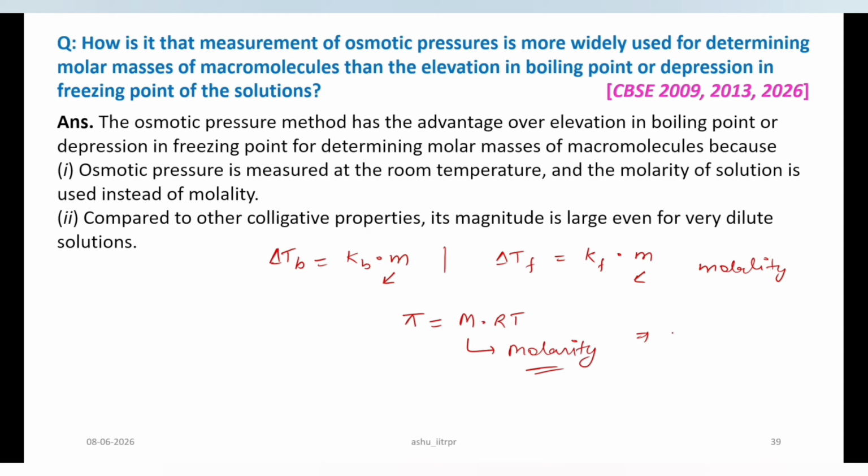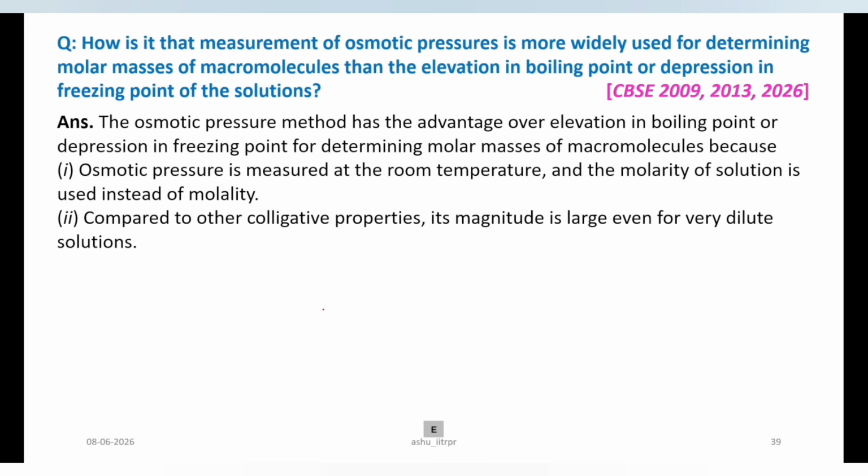Second advantage is it can be measured at room temperature. So the osmotic pressure method is important because it can be applied at room temperature, whereas for elevation in boiling point we need some high temperature. For depression in freezing point we need minus or 0 degrees Celsius, but this setup can be done even at room temperature. So that is the first advantage. It is written that osmotic pressure is measured at room temperature.